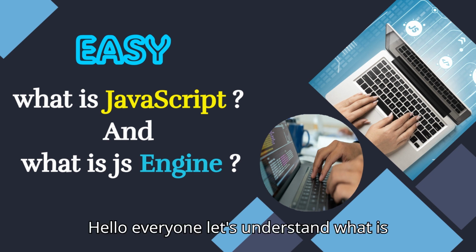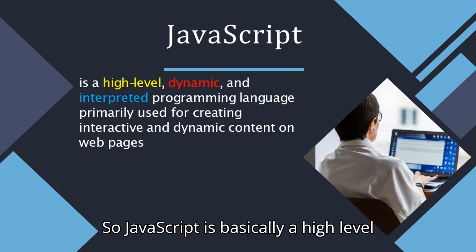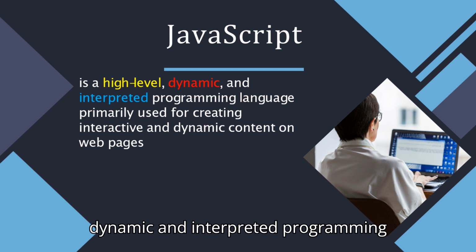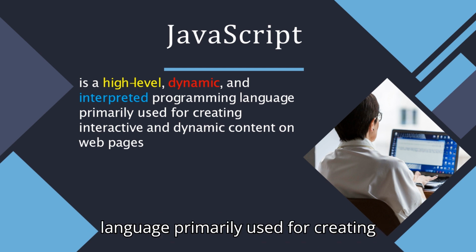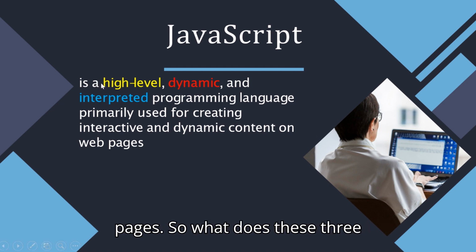Hello everyone. Let's understand what is JavaScript and what is JavaScript engine. So, JavaScript is basically a high-level, dynamic, and interpreted programming language, primarily used for creating interactive and dynamic content on web pages. So, what do these three terms basically mean?